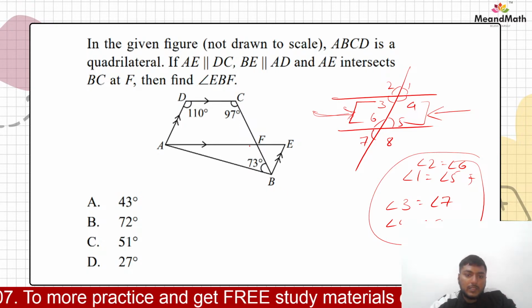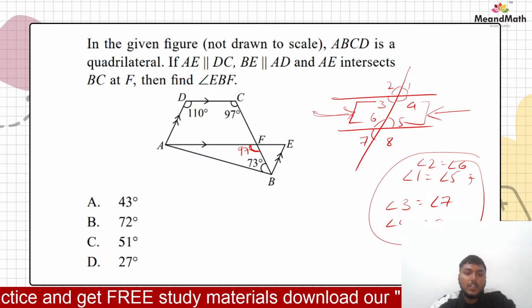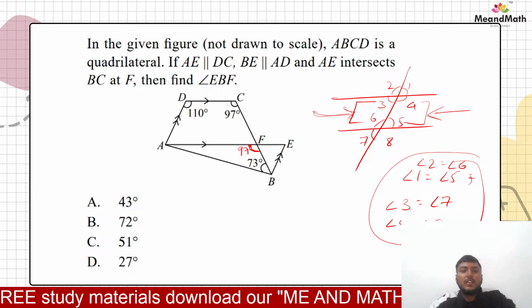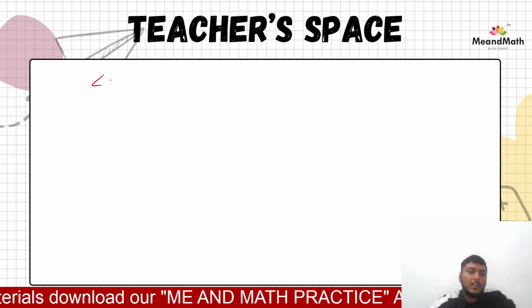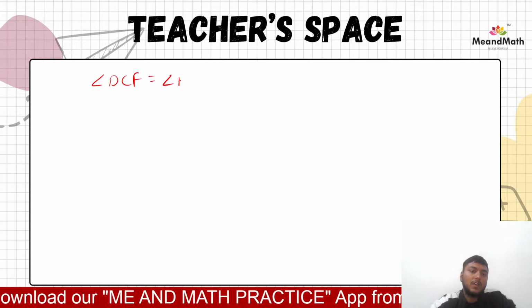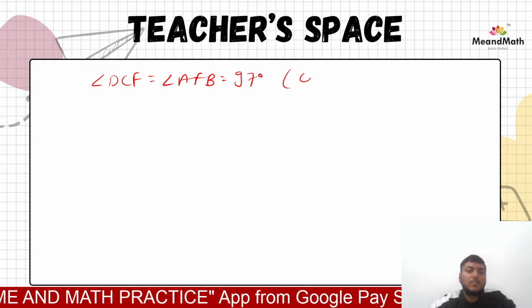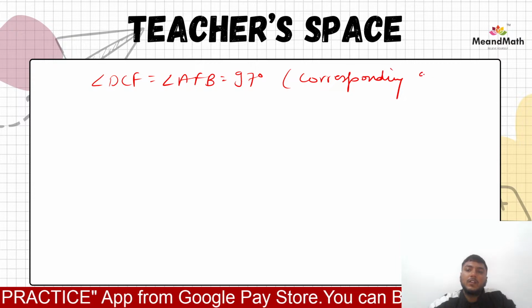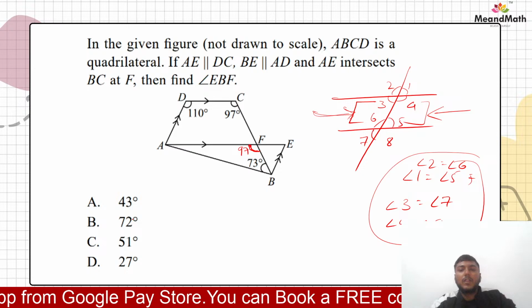Now what we can see is this angle AFB would be 97 degrees, because it is a corresponding angle. Angle DCF is equal to angle AFB, which is 97 degrees. Why? Because it is a corresponding angle. Now what to do next?